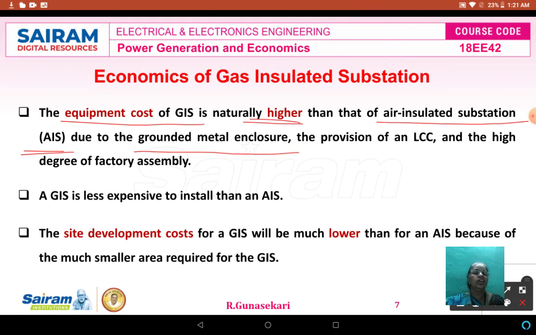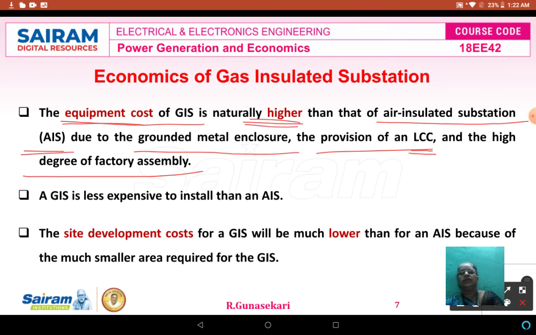And then the provision of linear carrier communication, LCC, that is the carrier communication we use. And then the high degree of factory assembly. Due to these three factors, the equipment cost of the GIS is higher than the air insulated substation.